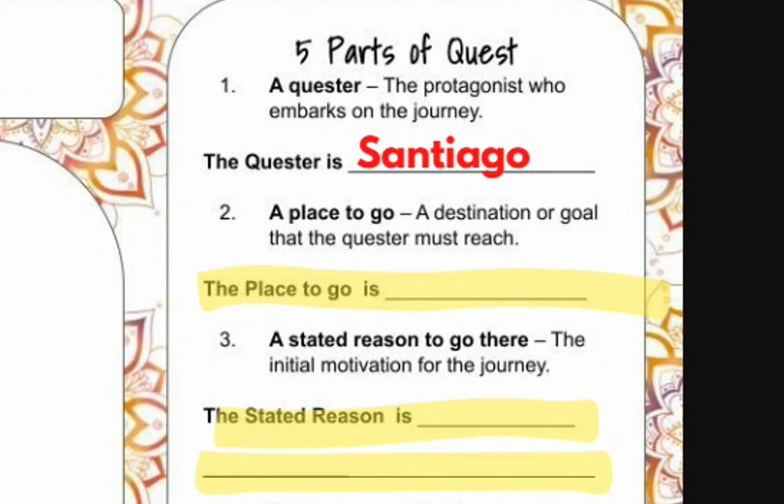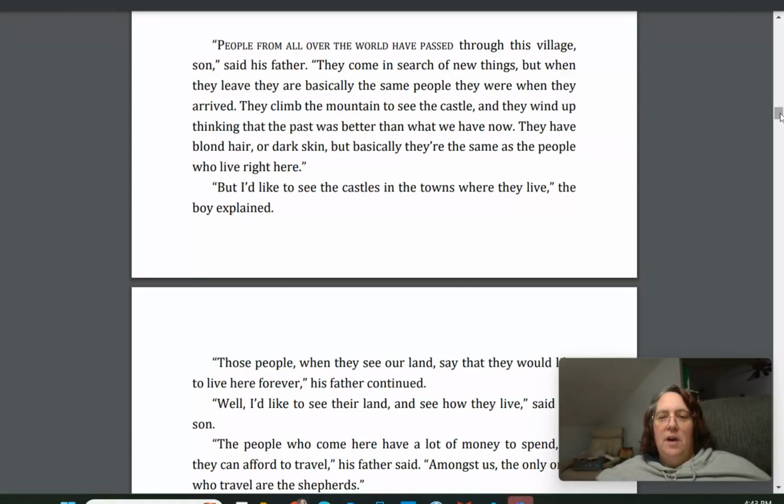for going there. "People from all over the world have passed through this village, son," said his father. "They came in search of new things, but when they leave, they are basically the same people they were when they arrived. They climb the mountain to see the castle, and they wind up thinking that the past was better than what they have now. They have blonde hair or dark skin, but basically they're the same as the people who live right here." "But I'd like to see the castles and the towns where they live," the boy explained.